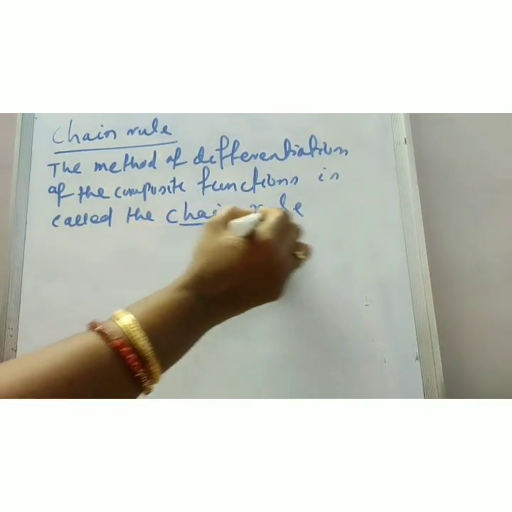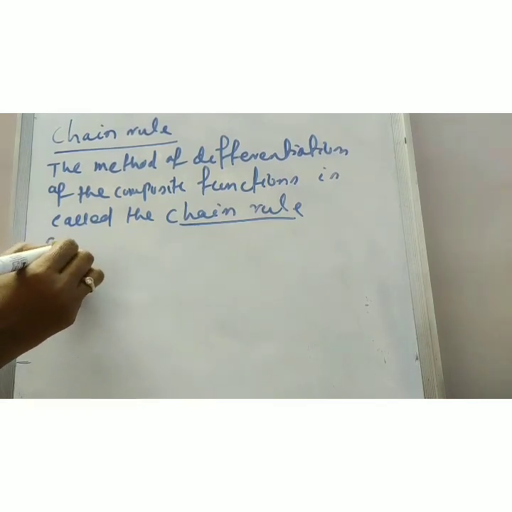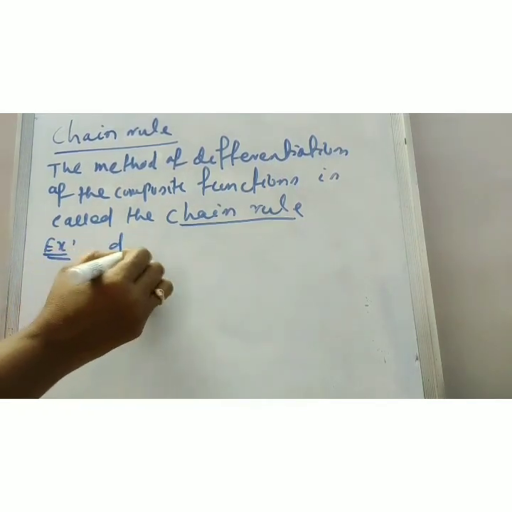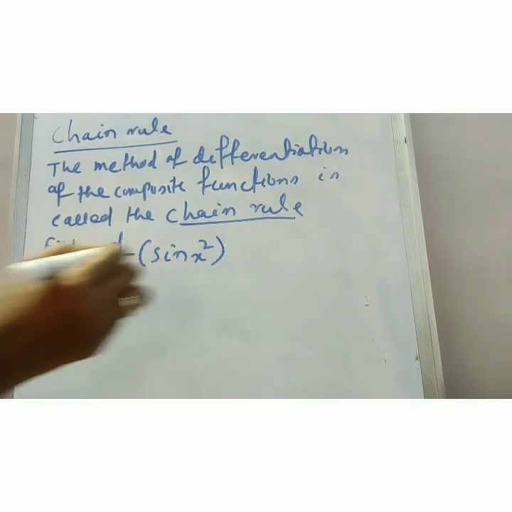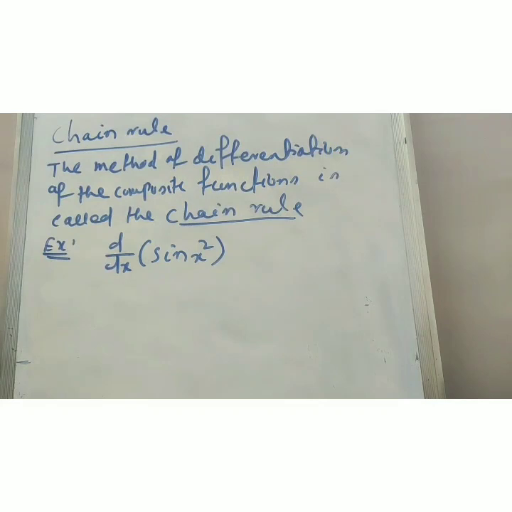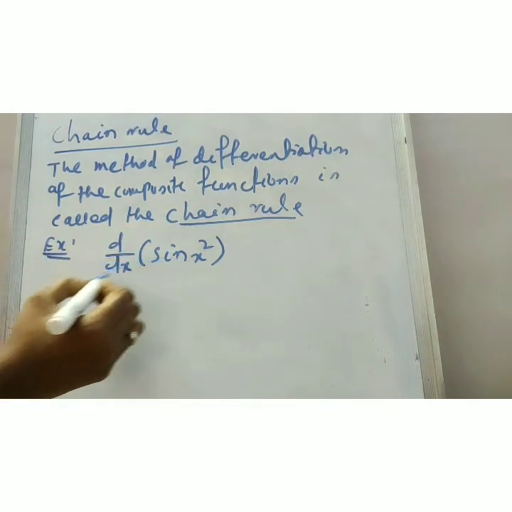Now what does the chain rule say? Let us take a composite function. Example, how to differentiate sin x square. Sin x square is a composite function because sin x square is a function of x square, and x square is a function of x. Now how to differentiate this composite function?